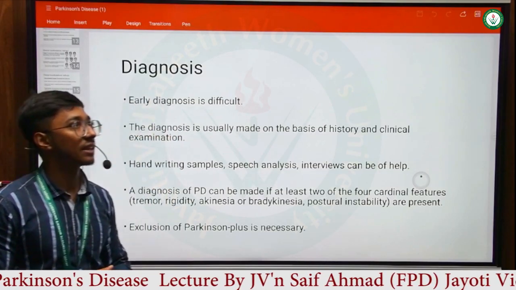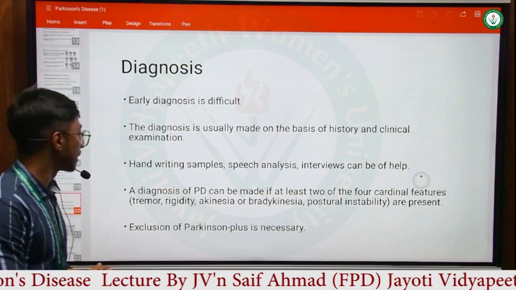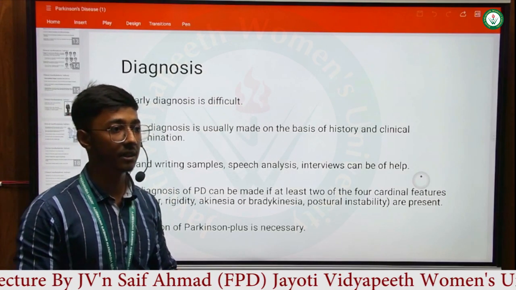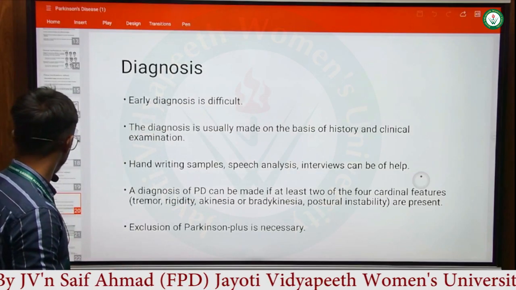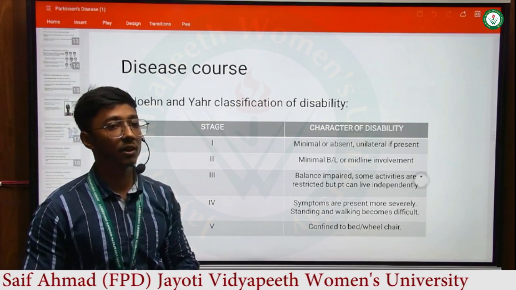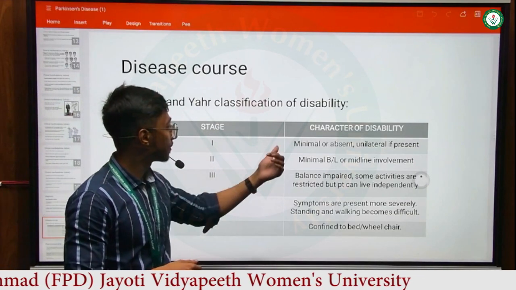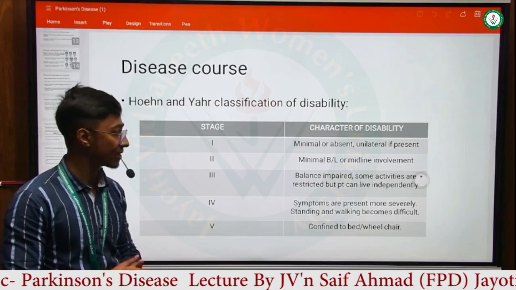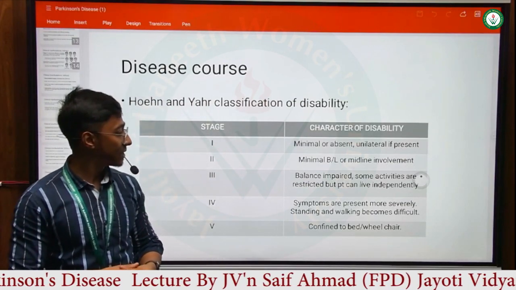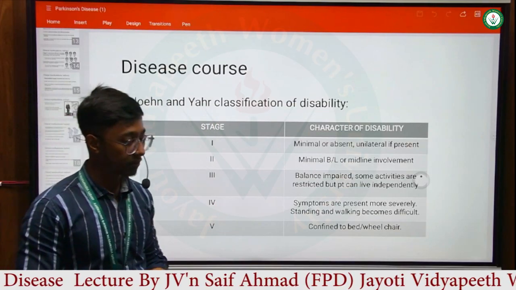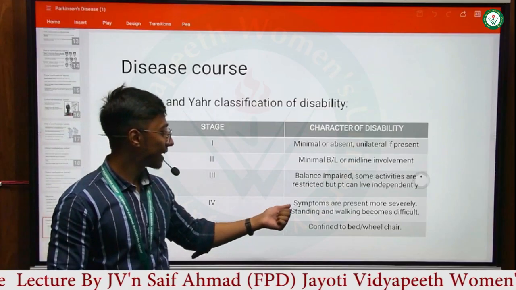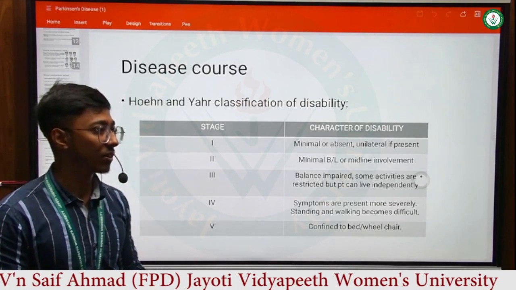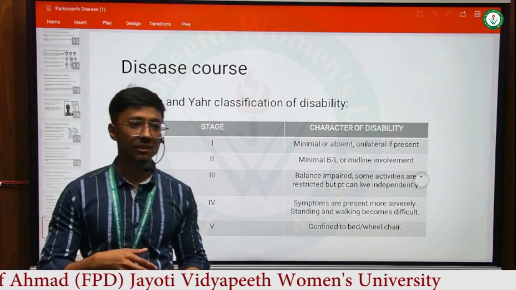How can we diagnose Parkinson disease? Diagnosis is usually made on the basis of history and clinical manifestations or examination. The diagnosis can be made if we have at least 2 of the 4 cardinal features as we discussed: tremor, rigidity, bradykinesia and postural instability. Now, how can we measure the disease course? There is a scale called the Hoehn and Yahr scale, divided into 5 stages. First stage refers to minimal or absent disability, unilateral if present. Second is minimal bilateral or midline involvement. Third is impaired balance with some restricted activity, but the patient can live independently. In the fourth, symptoms are more severe, the patient is unable to stand and walk, and it becomes more difficult. The last stage is where the patient is confined to bed or wheelchair and is mostly fully dependent on other people.